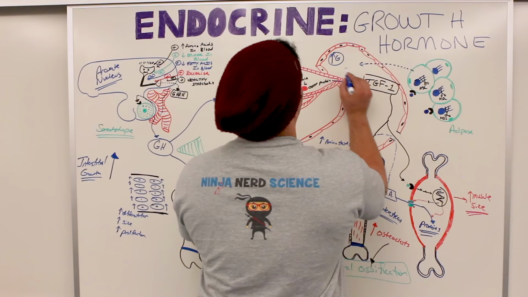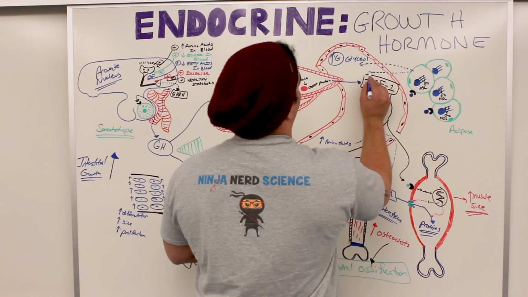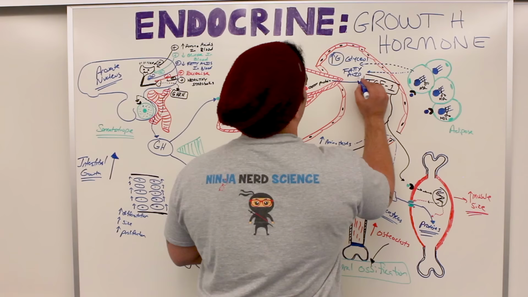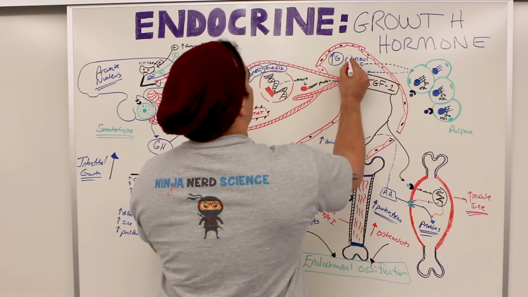What's the other component that we're actually going to make out of it? Fatty acids. Right? So we're making two components out of this. What's that glycerol actually going to be good for? It's actually going to be good for the process of gluconeogenesis. We actually use that in order to make glucose.